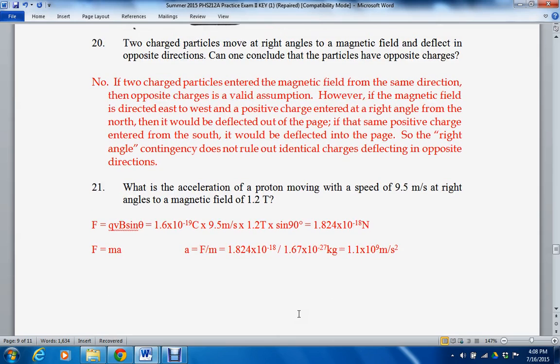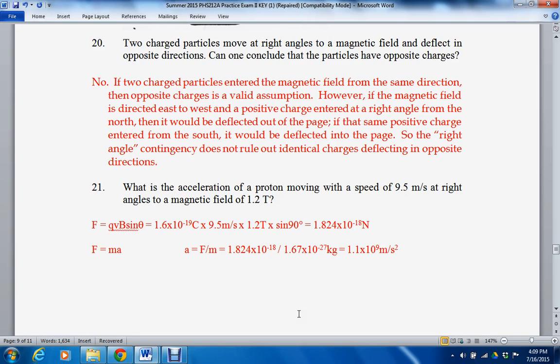Okay, two charged particles move at right angles to a magnetic field and deflect in opposite directions. Can one conclude that the particles have opposite charges? It sounds intuitive that you could conclude that, but if the two charged particles enter the magnetic field in the same direction, then opposite charges is a valid assumption. However, they could come from opposite directions, in which case it only makes sense that they're deflected in opposite directions. So you can't be sure.